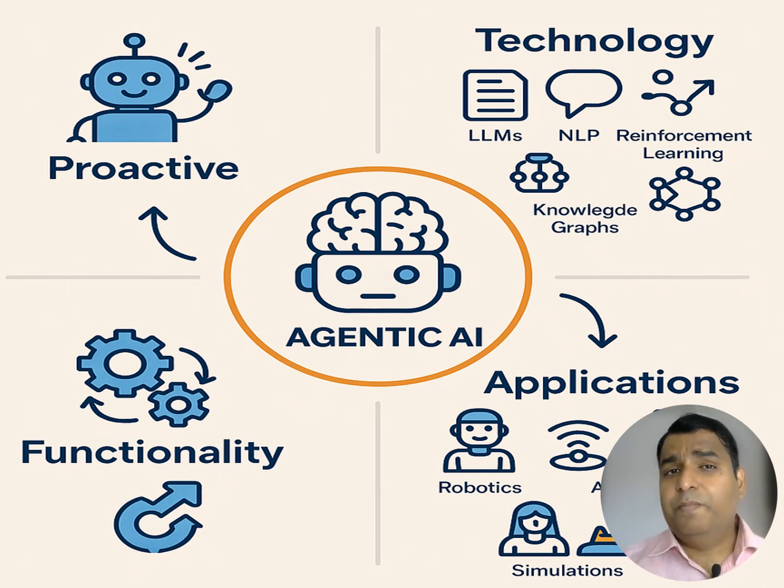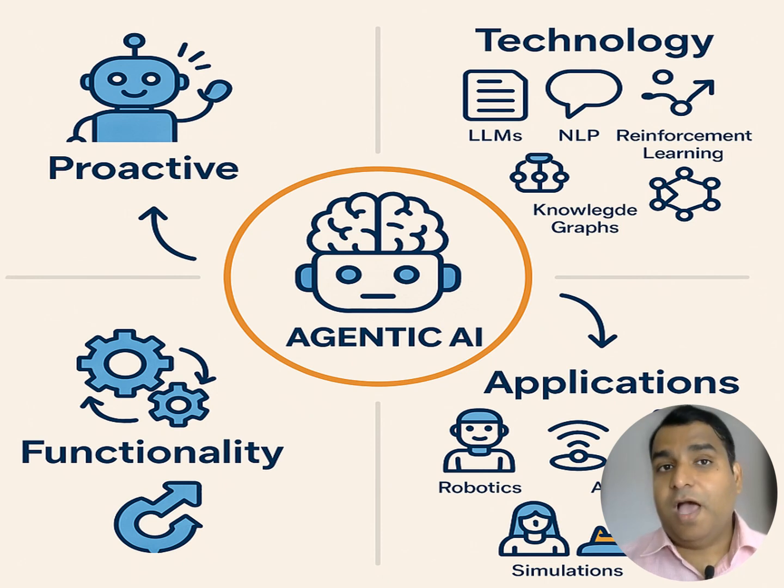So what makes agentic AI unique is its proactivity. It does not wait for instructions. It identifies objectives, plans actions, and adapts to changing environments. For example, an agentic AI in a customer service setting might autonomously resolve issues, escalate when needed, and learn from each interaction to improve over time. So here the semantic analysis is coming into the picture more and more.